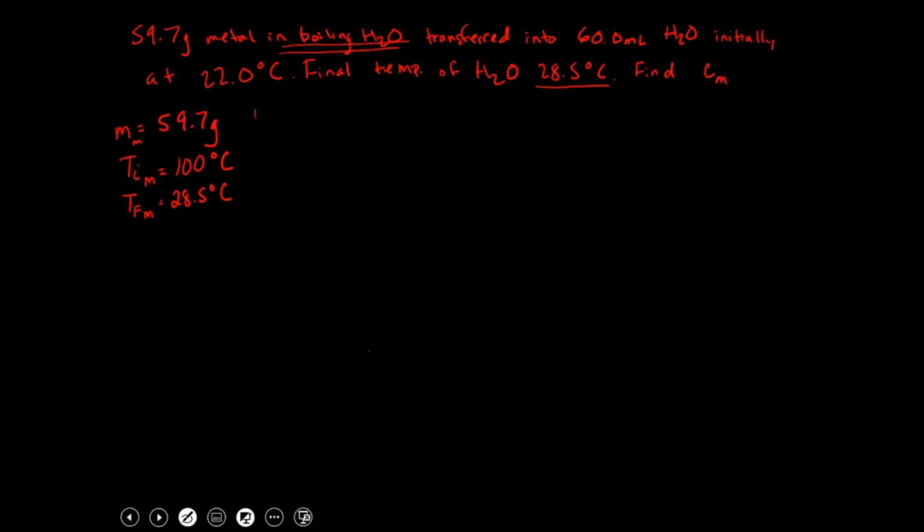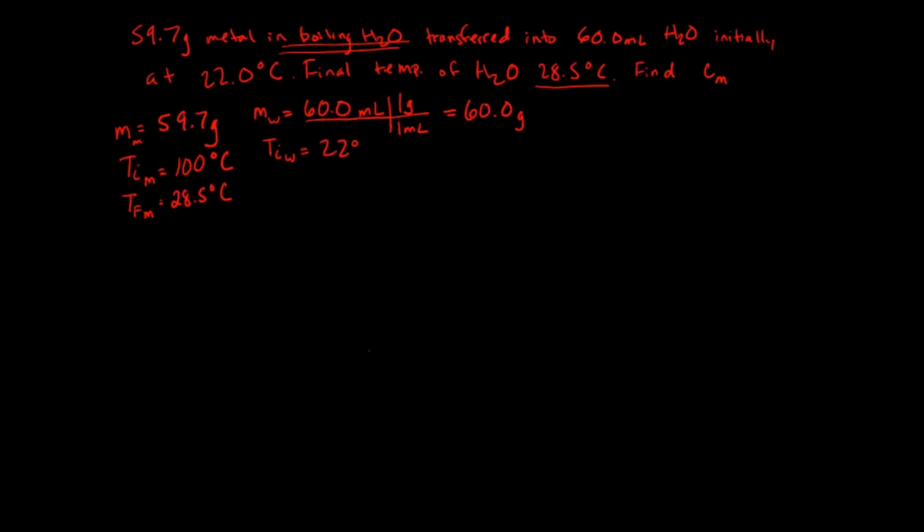For the water, the mass of our water, we're told we have 60 milliliters, and then we can make that into grams using density. So we have 60.0 grams of water. We're told the initial temperature of our water is 22 degrees Celsius, and our final temperature of our water is 28.5 degrees Celsius. And we know this is water, so the specific heat of our water is 4.184 joules per gram degrees Celsius.